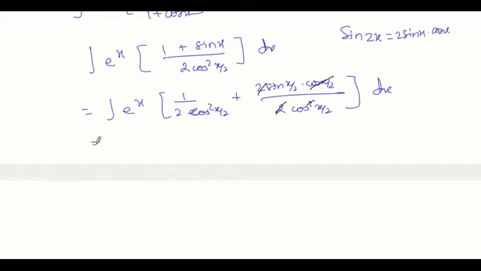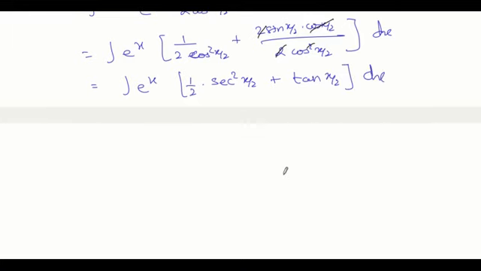So now we rewrite this as integral e power x, here 1 by 2 cosecant, 1 by cos, no, secant square x by 2 plus, this is nothing but sin by cos, it is only tan x by 2. Okay children, now itself I hope you got the idea. Which is differentiated to get secant square, or which is differentiated to get tan, which is better, which is the correct one? Tan x by 2.